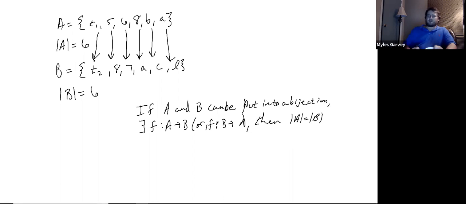Now, what drove Cantor insane is the following idea. If we have a set A, we have what's called the power set of A. The power set of A comprises all of the subsets of A. So this is the collection of all sets B such that B is a subset of A.